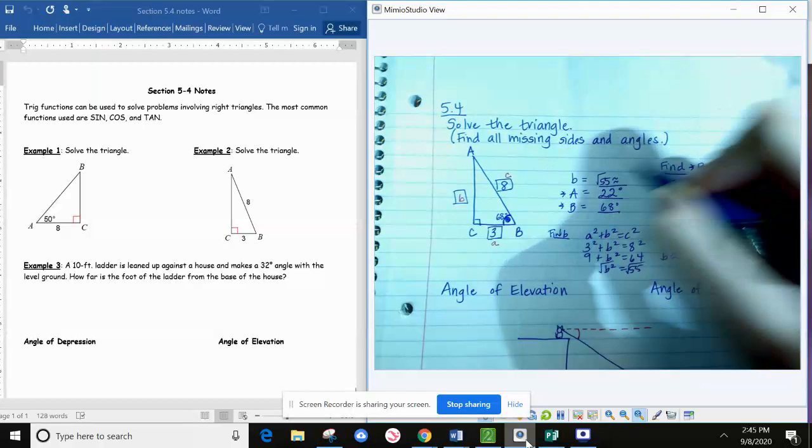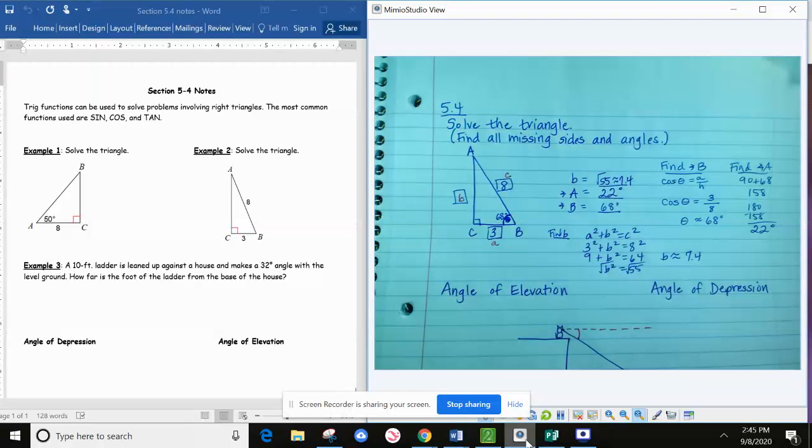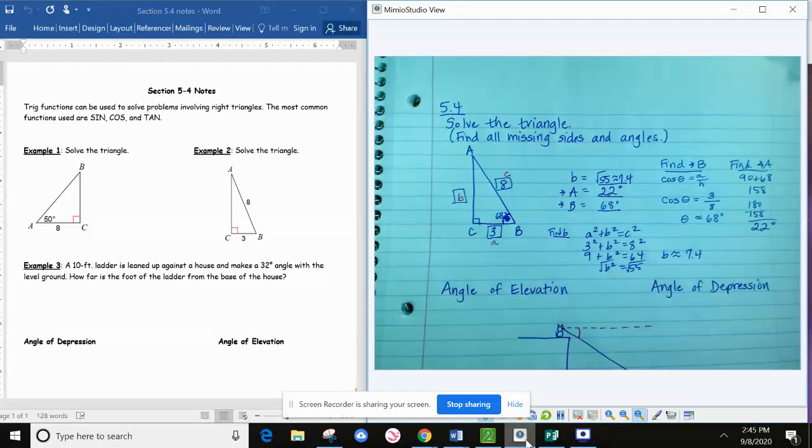But in context, we usually like a decimal version, so either one of those is good. So when the question says to solve the triangle, you're finding everything. But in some of the questions, I'll only ask you for an isolated value, like an angle or a side. You don't have to do all of that in those situations, only when it asks you to solve the triangle.